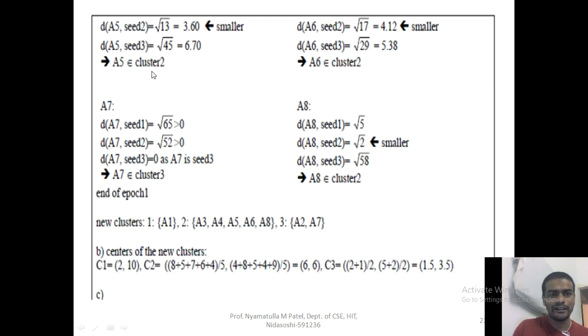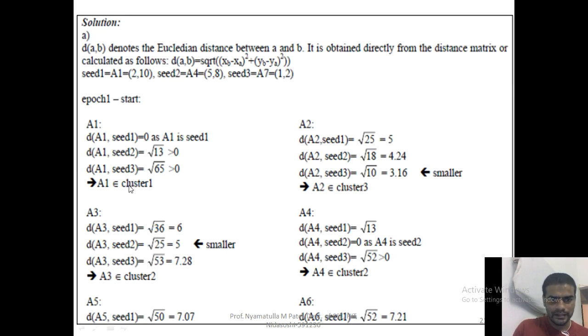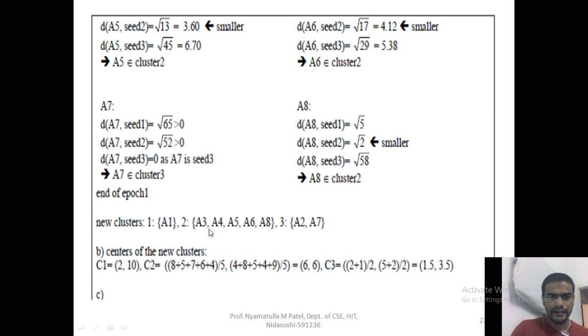Similarly, A5 belongs to cluster number 2, A6 belongs to cluster number 2, then A7 belongs to cluster number 3, and A8 belongs to cluster number 2. Then finally, new cluster. So cluster number 1 is having only A1.